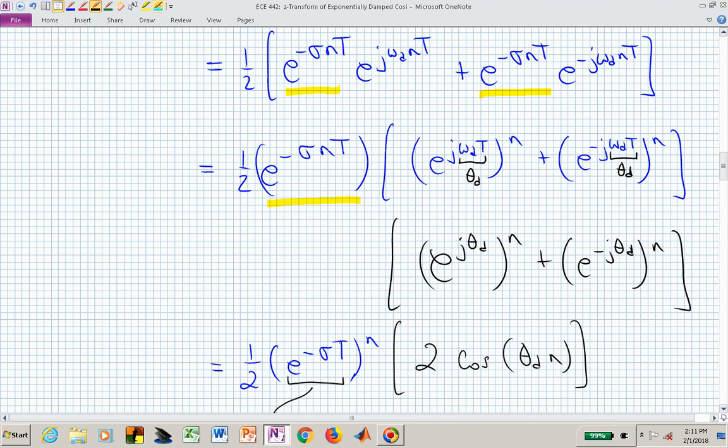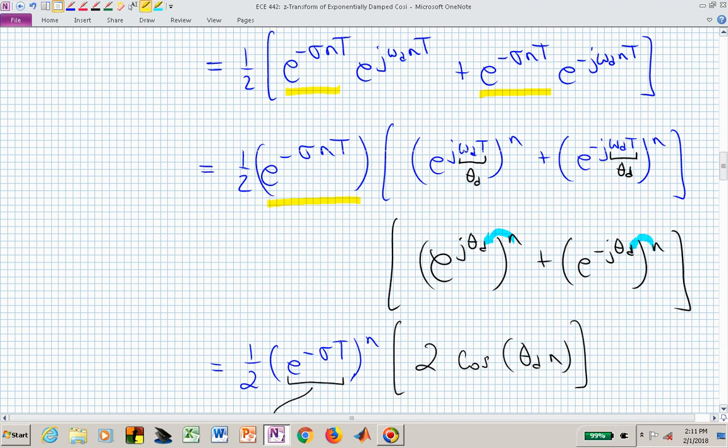Because here what we've done is we've simply pushed this inside this parenthetical expression on both pieces, and so now we have e to the jx plus e to the minus jx, and that's simply 2 cosine of x.